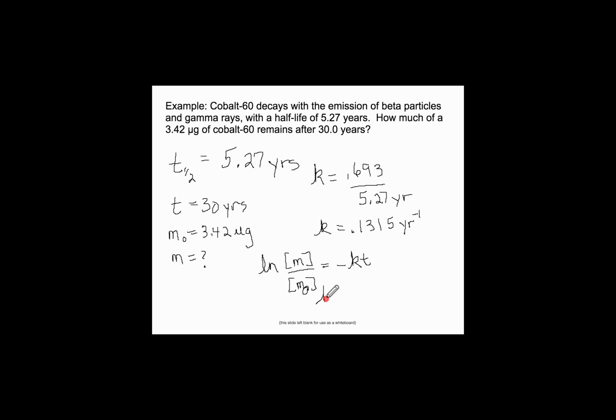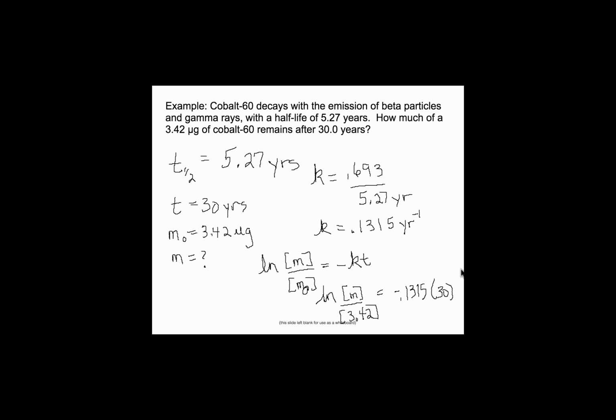So I've got the natural log, and the mass at some time is what I'm looking for, so I'm going to leave that like so. I'm sorry, it's sloppy. I have a hard time writing on the computer. And the original mass was 3.42 micrograms. All this means is that my answer is going to be in micrograms equals negative k, and my k was 0.1315, times my t, which is 30. The rate constant is years to the negative first, while the time is in years. The years cancel out, which is important because I can't have an exponential function with a unit.